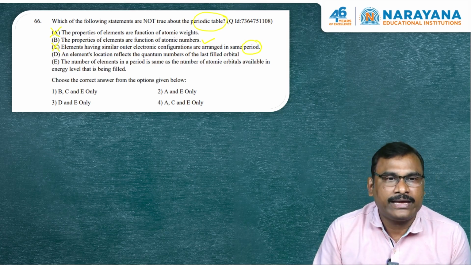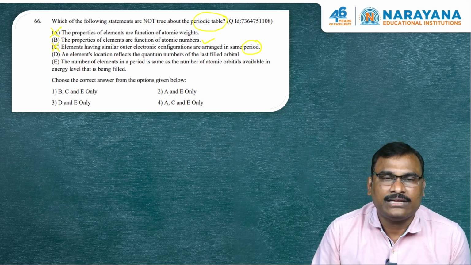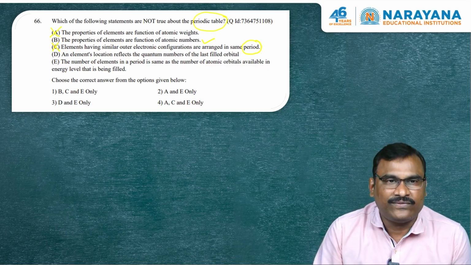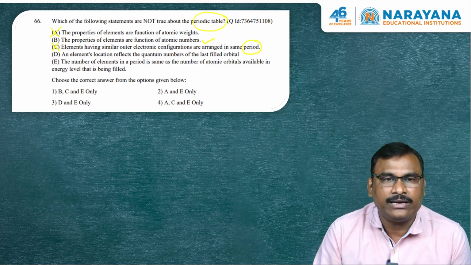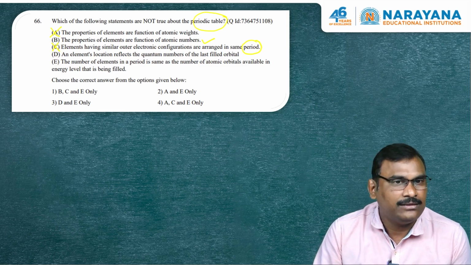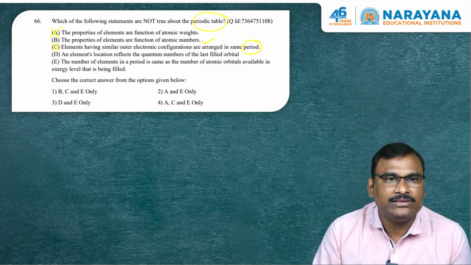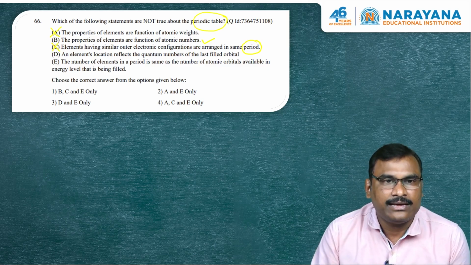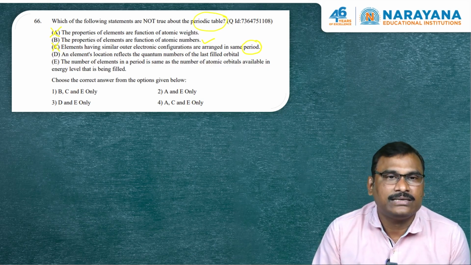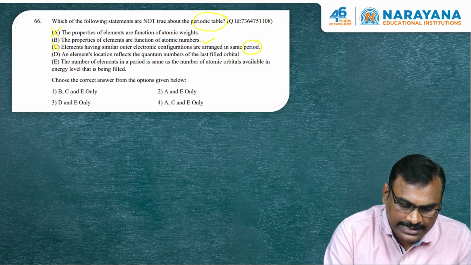An element's location reflects the quantum numbers of the last filled orbital. Yes, an element's location reflects the quantum numbers of the last filled orbital. According to that, 4s1 is the fourth period, 3s2 is the third period. It will give the location of the s orbital, and the l value also decides the position of the element in the periodic table. So option D is also correct.